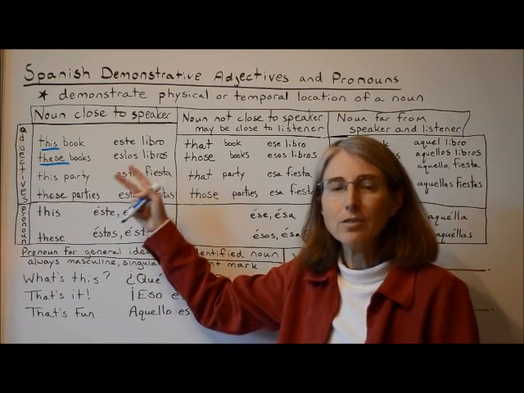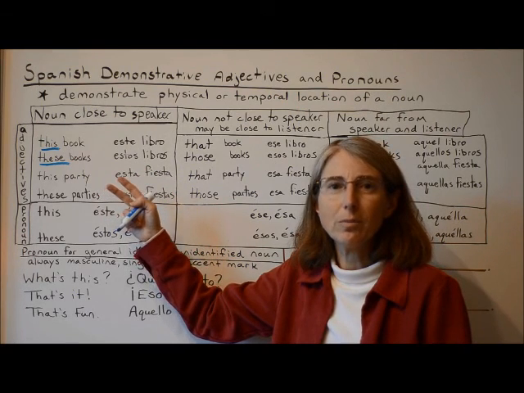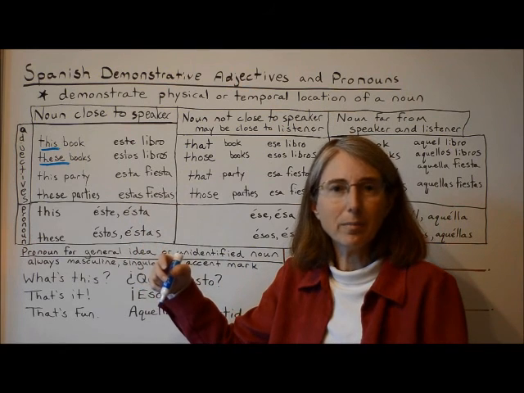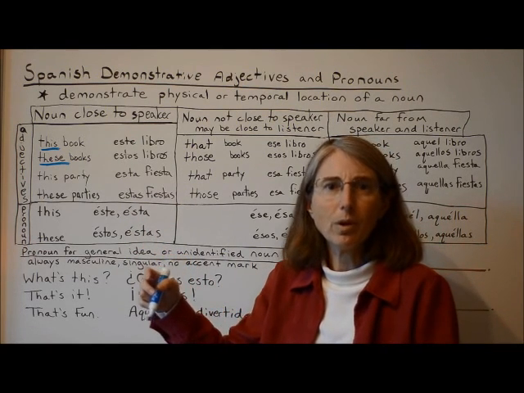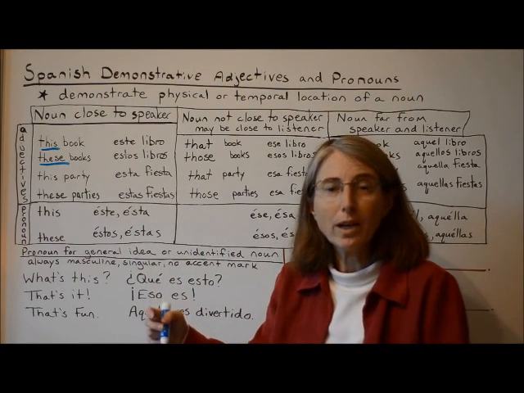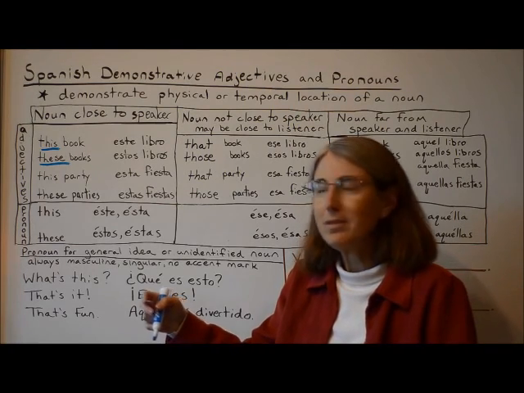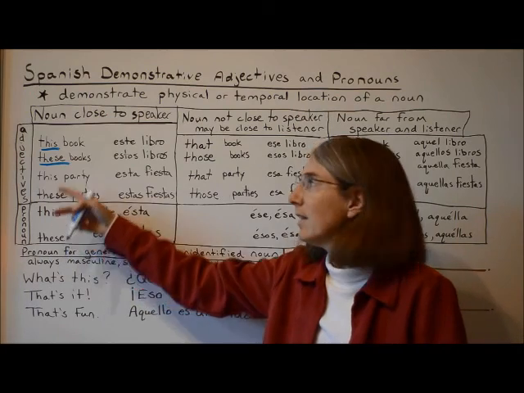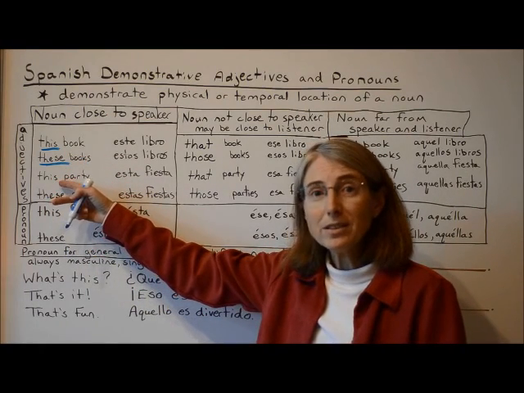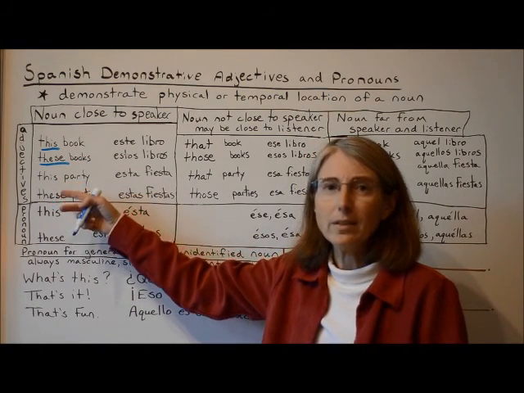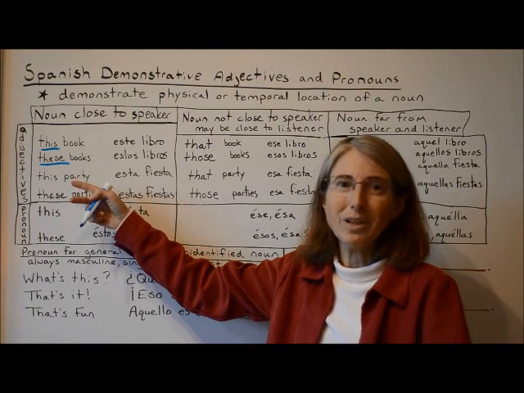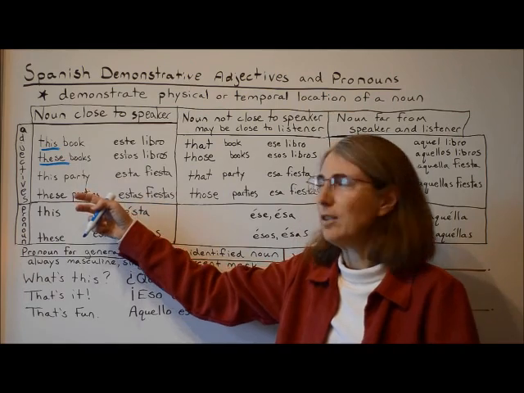Now, these adjectives could also be used to talk about something that's close to us temporally or in time. So if we were going to talk about a party that happened recently or is going to happen recently, we would maybe say this party or these parties. It's the same demonstrative adjective, but realize that this could be a temporal location rather than a physical location.